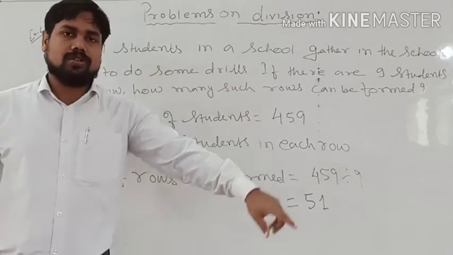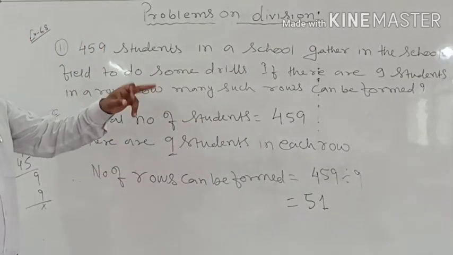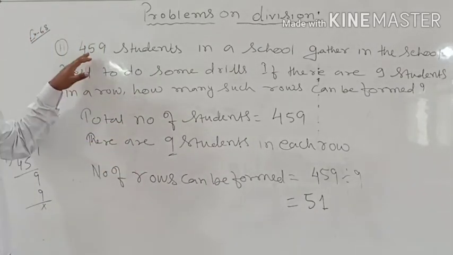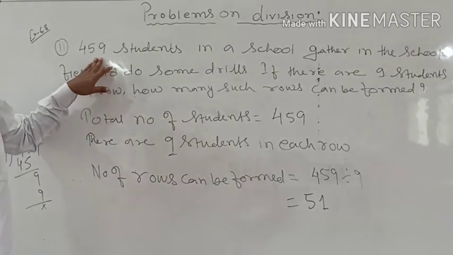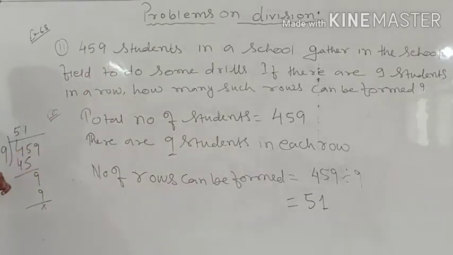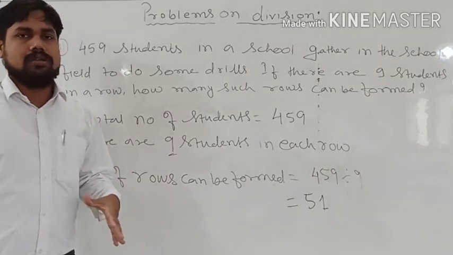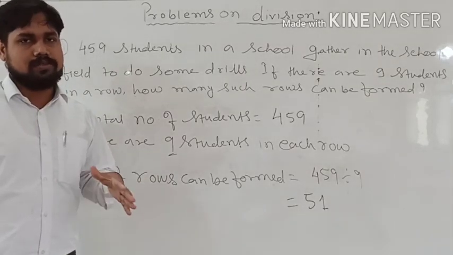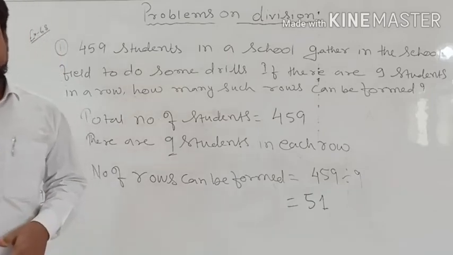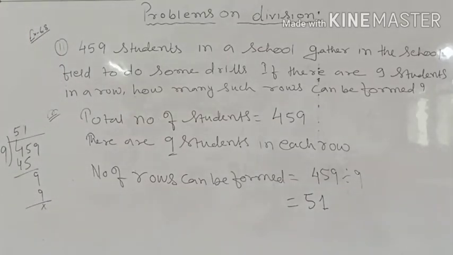Total 51 rows बनेंगे अगर 9 स्टूडेंट्स एक रो में स्टैंड कराते हैं और टोटल 457 स्टूडेंट्स रहते हैं. तो ठीक है, तो वेरी इजीली इस तरह से हम लोग डिवाइड करके इस तरह के प्रॉब्लम्स को सॉल्व कर सकते हैं, राइट?